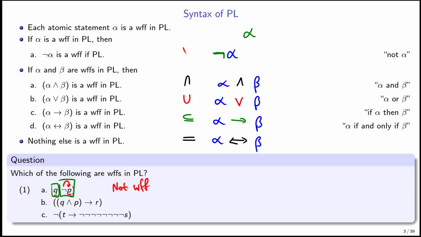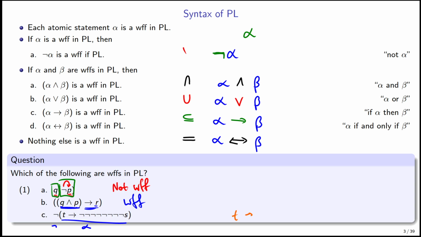It is not a WFF. What about the second one? Well, we have Q, P, and R. So these are three different atomic statements. We joined Q and P together with and. We joined the unit Q and P together with R with the conditional, with the arrow. So yeah, that's a WFF. It's well formed. It's taking two things and merging them together, except for the negation, which is just one thing. Well, there's no negation in B. In C, we have not, and then this whole thing. So that's fine, because if that's alpha, you can attach not to it.